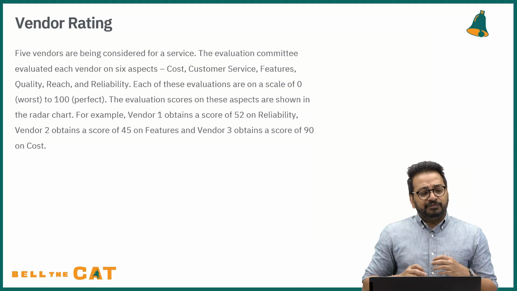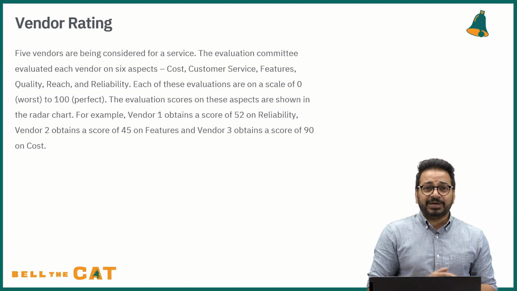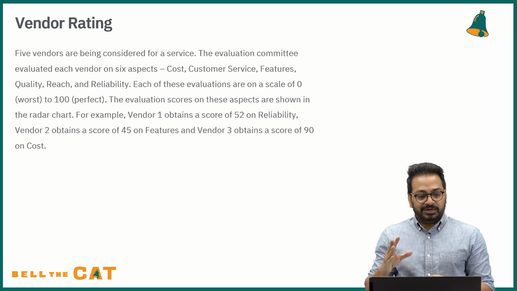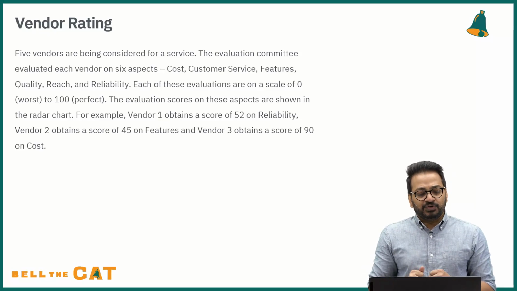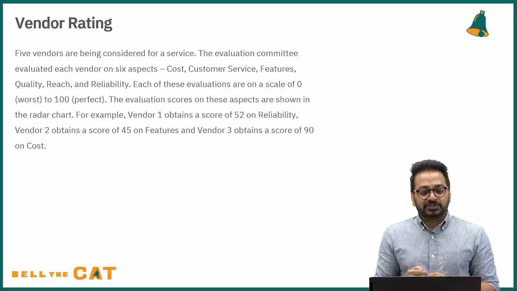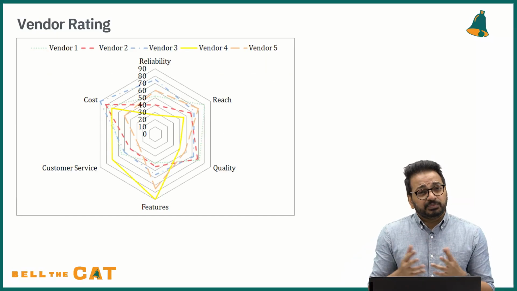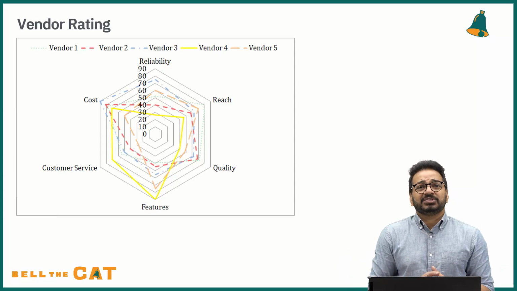They're saying 5 vendors, again, this is an actual CAT set. 5 vendors are being considered for a service. The evaluation committee evaluated each vendor on 6 aspects: cost, customer service, features, quality, reach, and reliability. Each of these evaluations is on a scale of 0, which is the worst, to 100, which is perfect. Evaluation scores on these aspects are shown in a radar chart. For example, vendor 1 obtains a score of 52 on reliability, 45 on features, or whatever. Now, this can be called a radar chart, or a spider graph also. Both names are used.